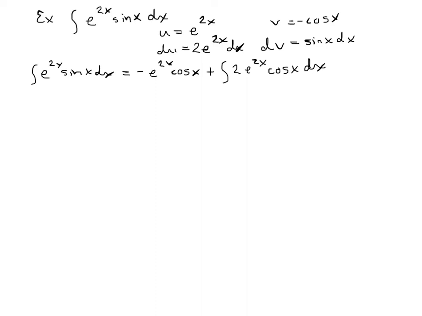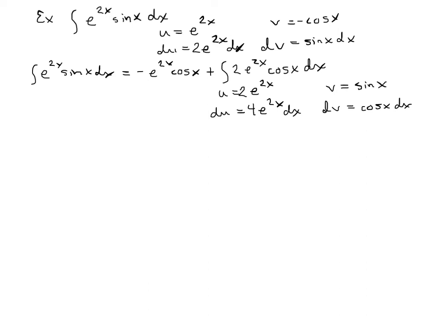Now I'm going to do another integration by parts. I'm going to choose u as the 2e to the 2x. If I put the 2 in there, it distributes it for me, and I don't have to worry about distributing it later. So then du is going to be 4e to the 2x. My dv is what's left over. That's cosine of x dx. And then v, if I integrate cosine, that's sine.